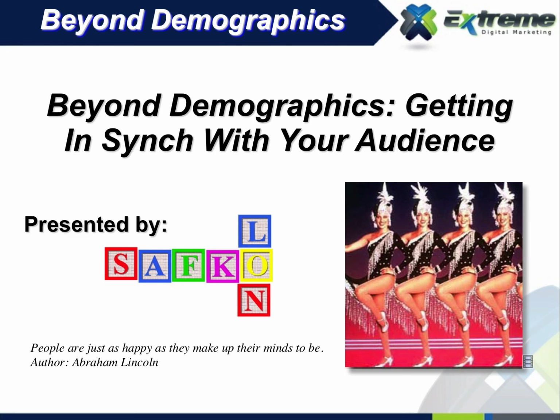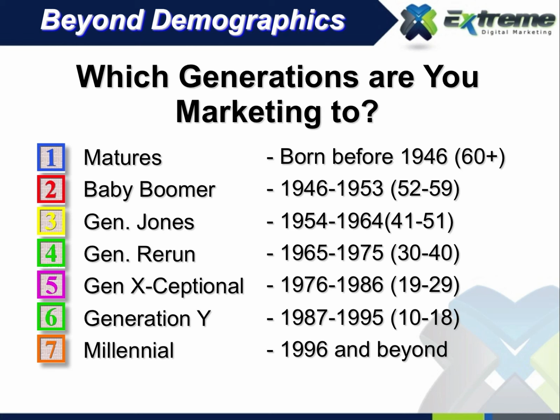Okay, that being said, let's talk about some of the major demographics. One of the major demographic tools is age groups. If we look at the 7 major categories, and I bet you didn't even know there were 7 major categories, you've got matures, that's the older ones. You've got the baby boomers, the largest single population segment that the world has ever seen, and that took place right after World War II.